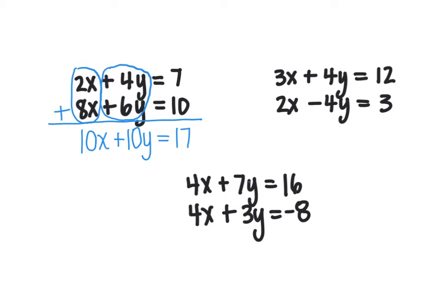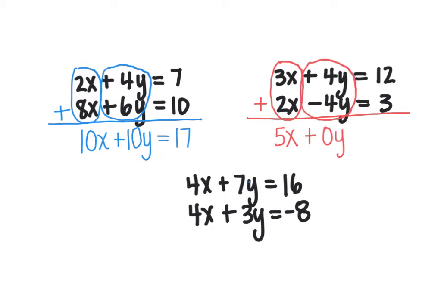Let's look at a second example. If we add 3x and 2x together, we'll get 5x. If we add positive 4y and negative 4y, we'll get 0y. This will have the effect of eliminating the y variable from our equation. We'll continue by adding the 12 and the 3 to get 15. This leaves us with 5x equals 15. We have successfully eliminated the y variable from this pair of equations. This would help us to be able to move on to find the y value of the point of intersection.